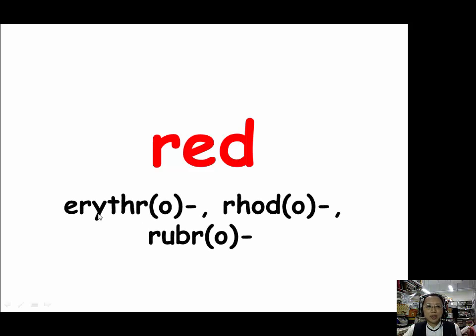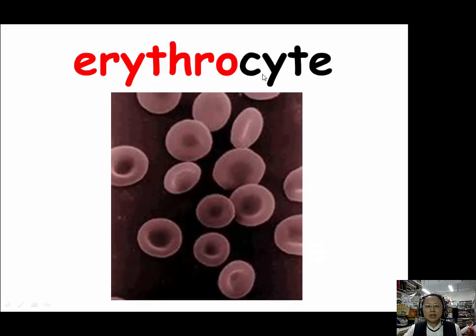The prefix for color red, we have 3 prefixes. Erythro, E-R-Y-T-H-R-O, rhodo, R-H-O-D-O, and rubro, R-U-B-R-O. Let's look at a few examples. Erythrocyte, also called red blood cell. They are the most common type of blood cell and the vertebrate's principal means of delivering oxygen to the body tissue.